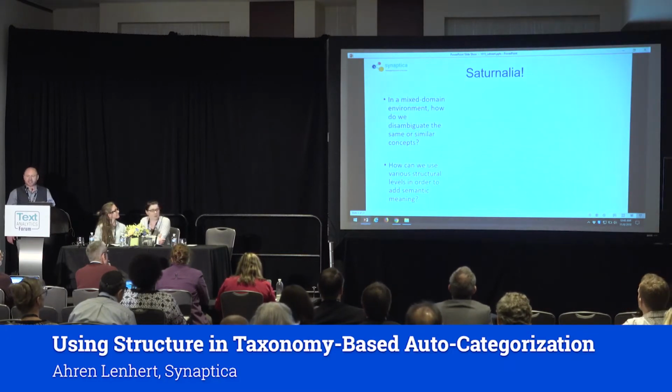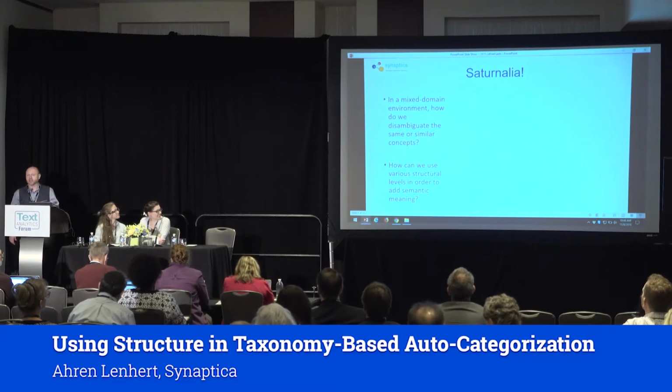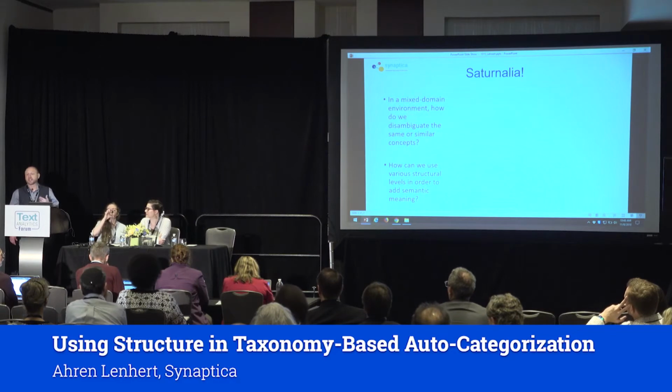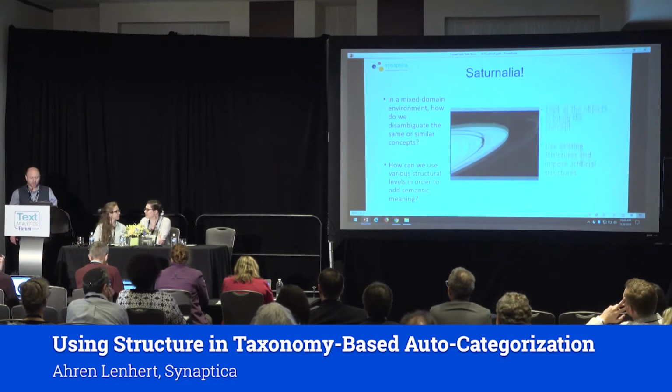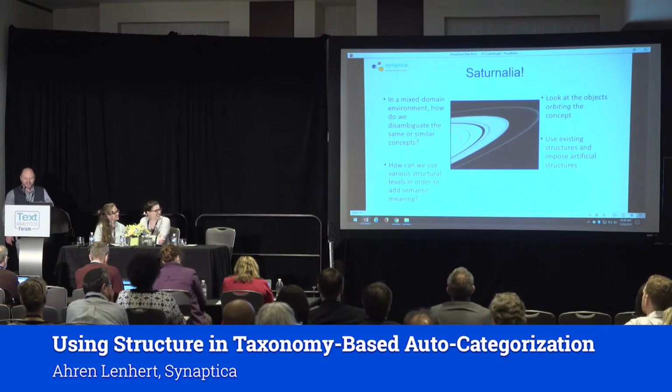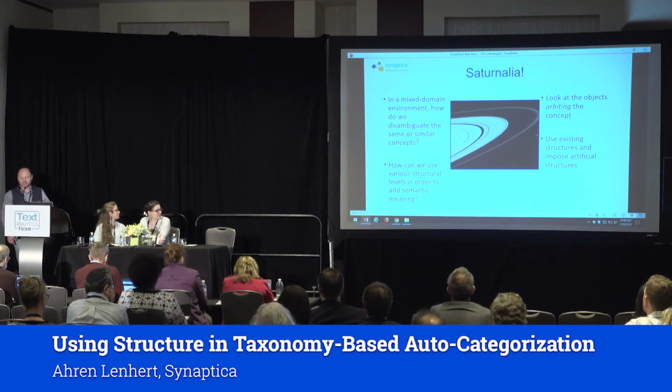The question is, in a mixed domain environment, how do we disambiguate the same or similar concepts? We know this is something that sort of plagues us. How can we then use various structural levels to disambiguate and figure out which term it is that we're talking about? Well, we can look at the objects orbiting the concept. That's a very clever pun. We can use existing structures and impose artificial structures in order to figure out which Saturn, in this case, that we're looking for.